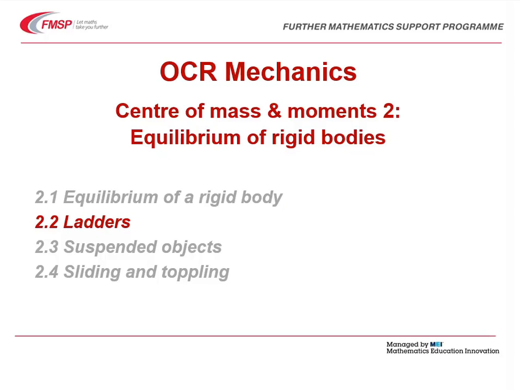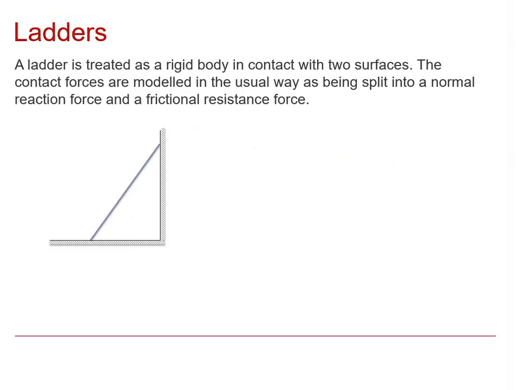Hello, welcome to this video produced as part of the Further Maths Support Programme's material for A-Level Maths and Further Maths. This one is the second in the series on the equilibrium of rigid bodies, and its special focus is on ladder problems. If we have a ladder problem, then it will essentially be a triangle in terms of geometry.